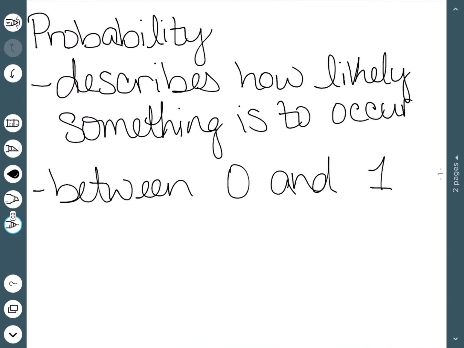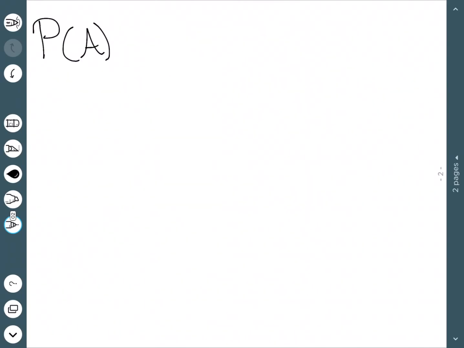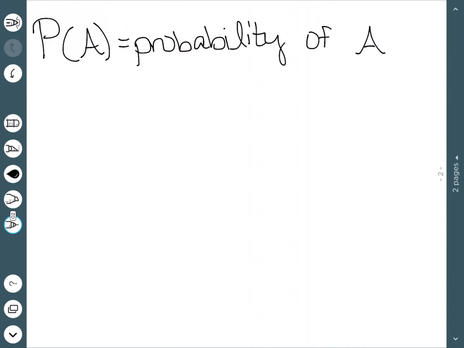So before we actually look at calculating probabilities, let's define some notation. When discussing probabilities, we'll use P of A, and this is the probability of A. And the A can be whatever it is that you happen to be talking about. If you're rolling a dice and you want to see the probability of rolling a 1, you would say P of 1. If you are drawing cards and you want to know the probability of drawing a king, you would write P of king.